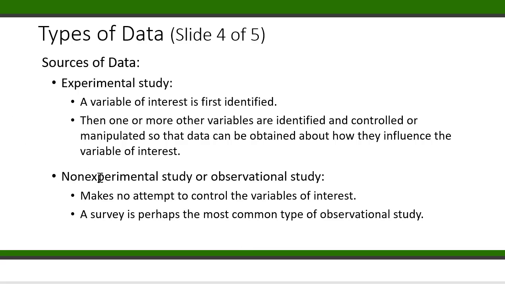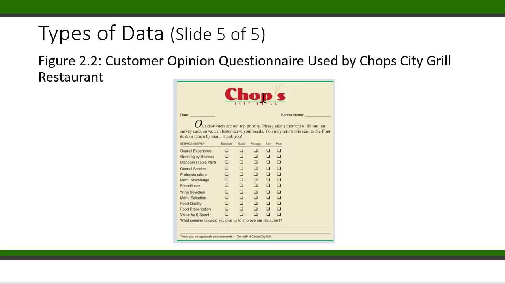You can also have non-experimental studies. And here you're not really making any attempt to control a variable of interest, but what you are doing is gathering the data and seeing what the outcomes might be. So a great example would be doing a survey for a non-experimental study, sometimes referred to as an observational study. So here we have an example of a questionnaire that a manager might ask for a restaurant.